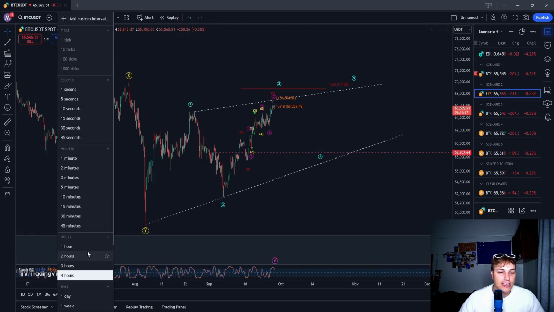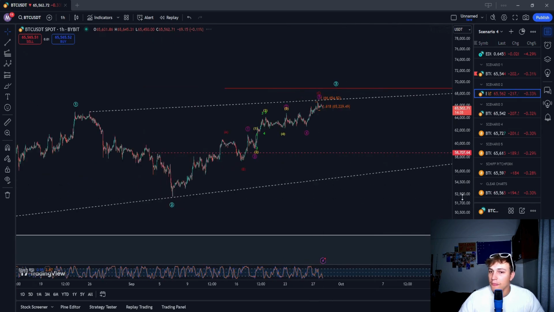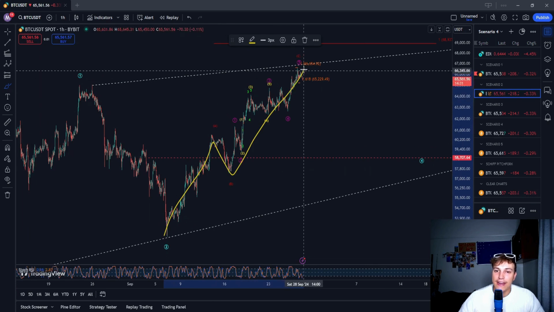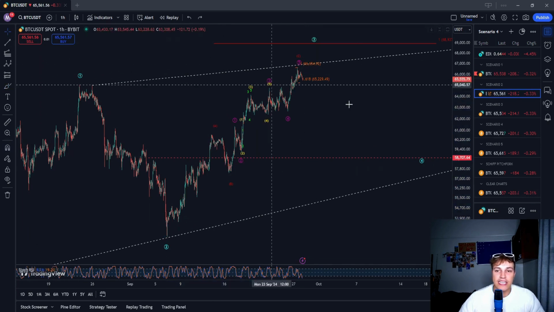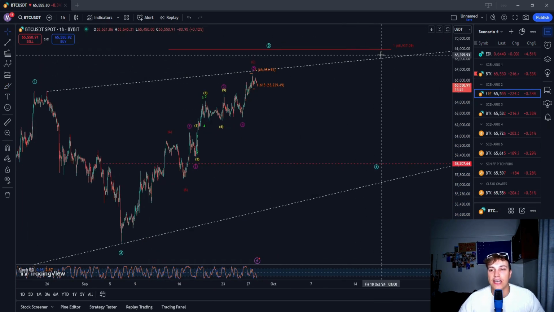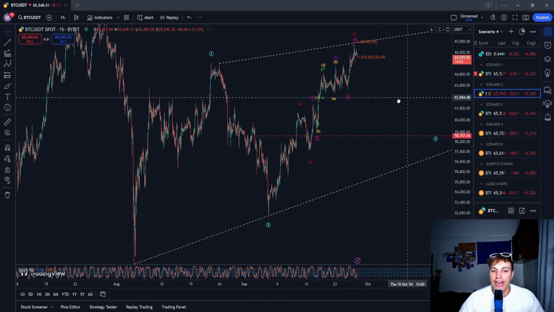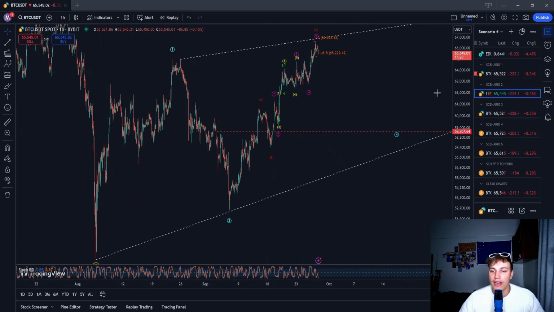If we zoom into the diagonal, we can see here this 3rd wave being an A, B, and a C. This ABC cannot touch the 1-to-1 at $68,937, as wave 1 has to be the longest wave on the chart.